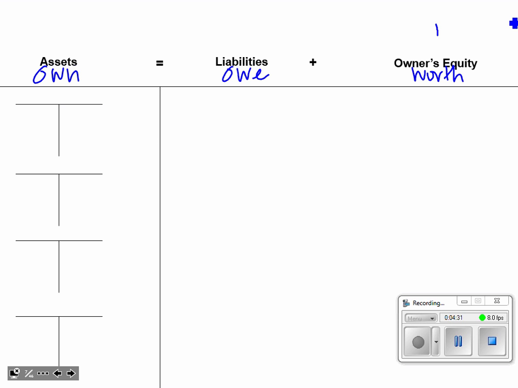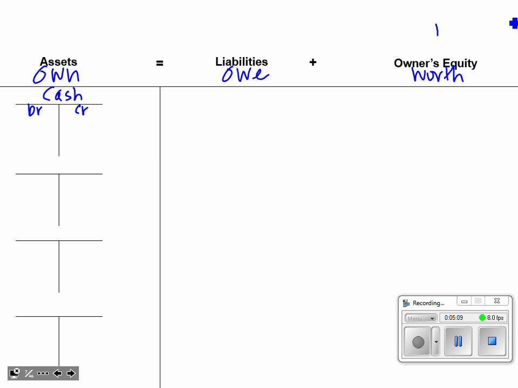If we focus just for a minute on assets, these baby T's, notice they have a left and a right side. Instead of, and don't necessarily write this in, instead of writing left and right, what are new names that we could give that? DR and CR. Please write that in. Let's put a name on that account. What's probably the most sought after asset, cash. Okay.